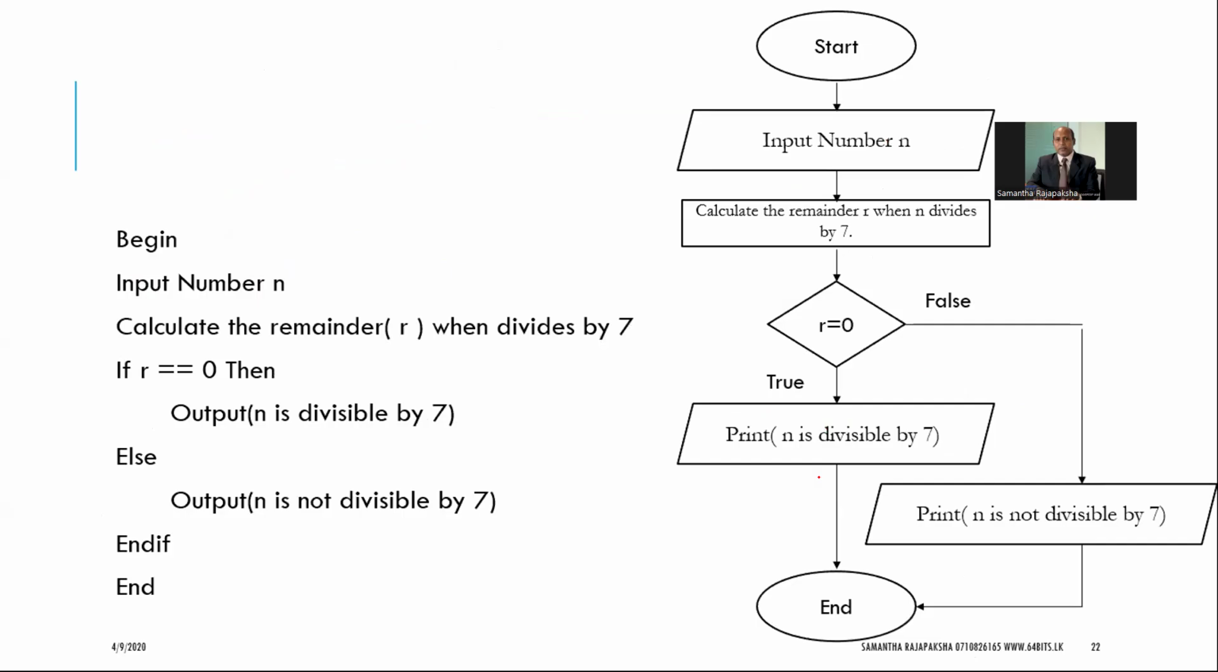This is another example. If you want to check whether a number is divisible by 7, you can calculate the remainder using the mod operation. Once the number is divided by 7, if the remainder is 0, that means the number is divisible by 7, otherwise not divisible by 7. Like this, you can easily write pseudocodes for some calculations.